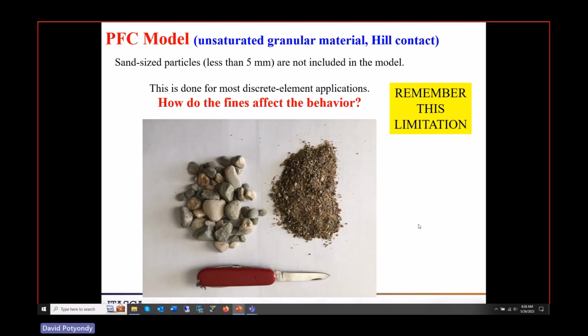The effect of removing the fines, clearly there's an effect there. I've never seen any discrete element work that's actually addressed this and said what it is. People just immediately cut off the small particles in their size distribution, and they work with things that look like this, and then they report results. So this is a big limitation of discrete element modeling.